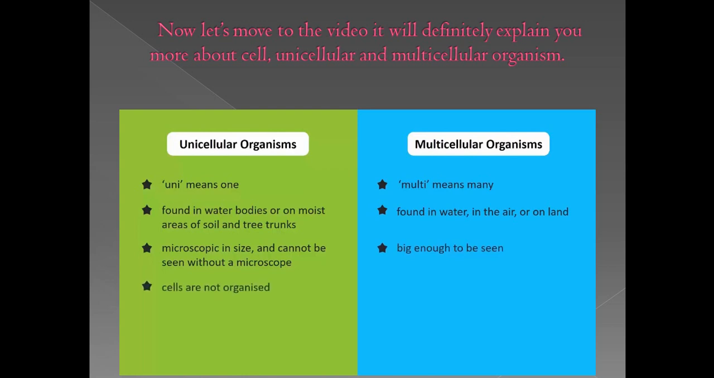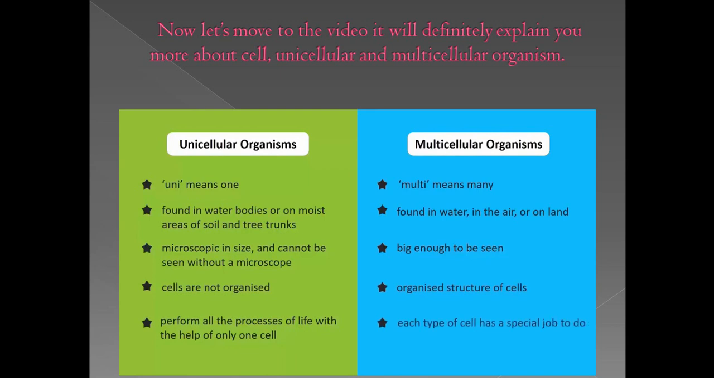The cells in a unicellular organism are not organized. They can perform all the processes of life such as moving about, feeding, and respiring with the help of one cell alone. On the other hand, multicellular organisms have organized structure of cells, where each type of cell has a special job to do and supports one another.